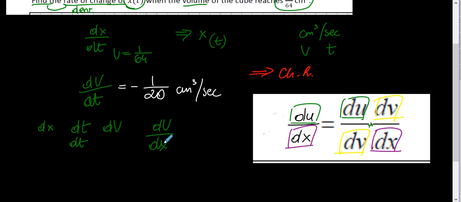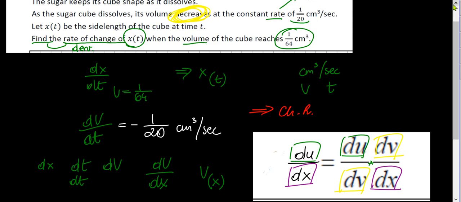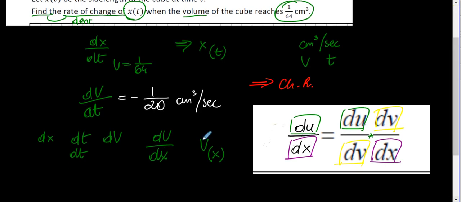Now you ask me, well, how do I know it's not dx dv? Well, that means this derivative of what? Volume and x. What does dx represent? Side length of the cube. So this is a derivative of volume of the cube with independent variable x.